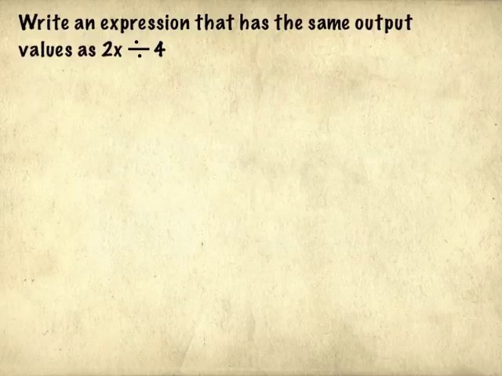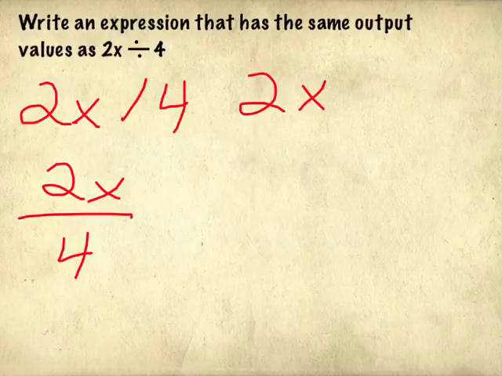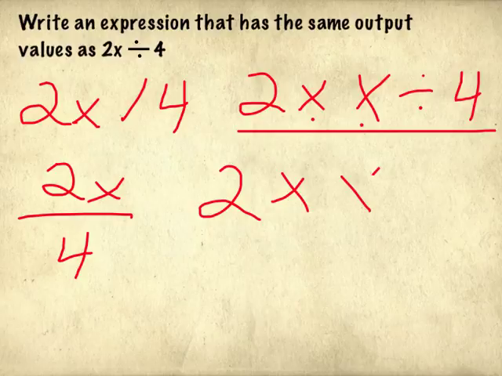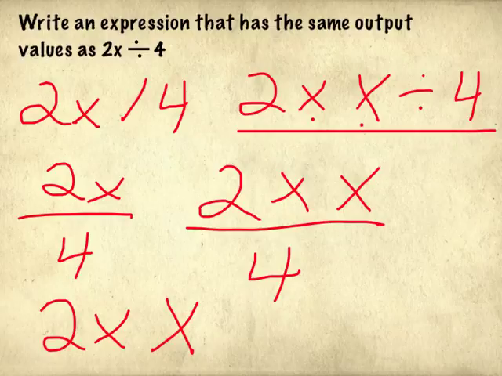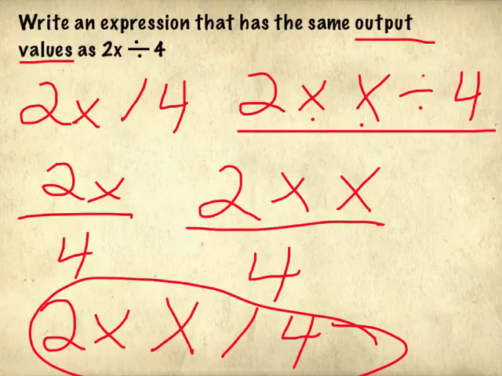So again, there's a couple ways I could do this. I could do 2x divided by 4. I could do 2 times x divided by 4. Now you can see why I wouldn't want to do this one, because these two x's are confusing. But I could do it that way. I would never do this because that looks really confusing. But all of those mean the same thing. They're all equivalent expressions. They will give you the same output values, which just means they mean the same thing.